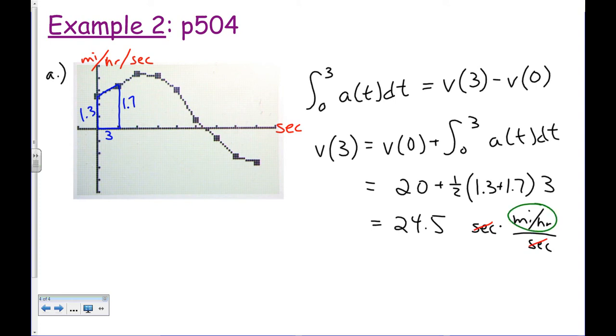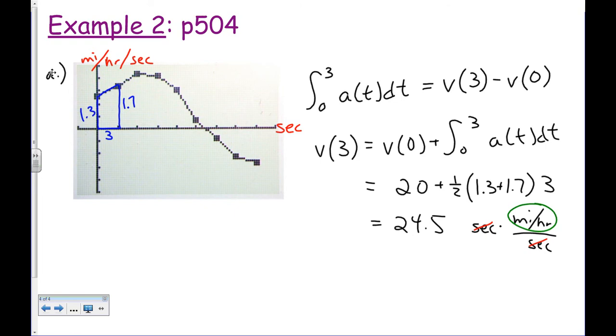So those are nice units that we end up with in this part of the problem. We get 24.5 miles per hour is the velocity at 3 seconds. And then I can continue doing this to find out the velocity at 6 and then 9 and 12 and so forth, all the way up to 24 seconds. But you can see basically this is using a trapezoidal method to approximate this definite integral.